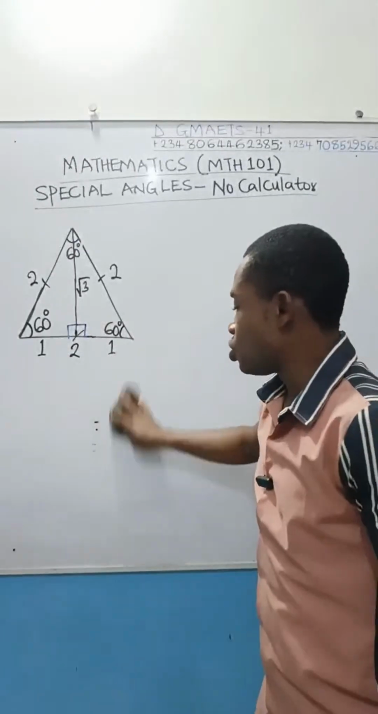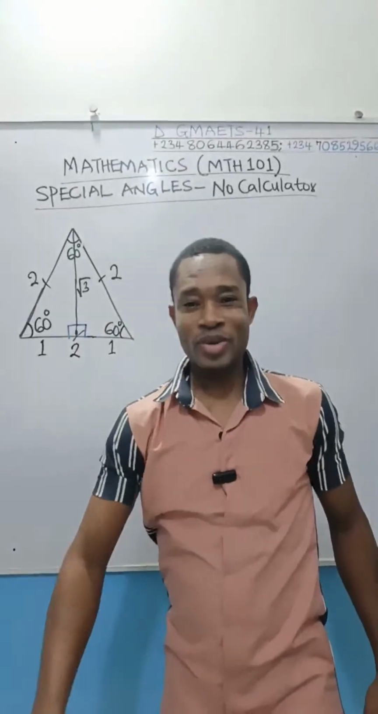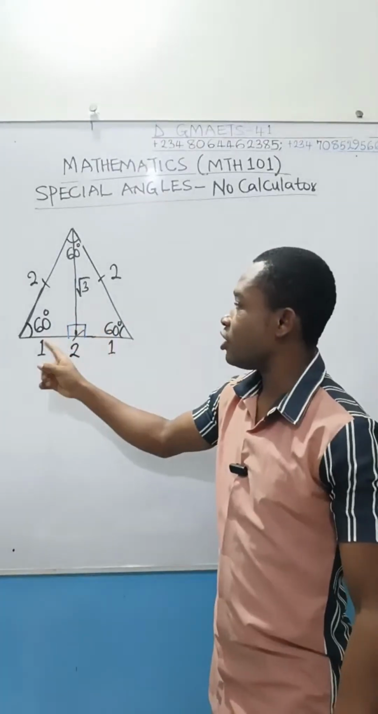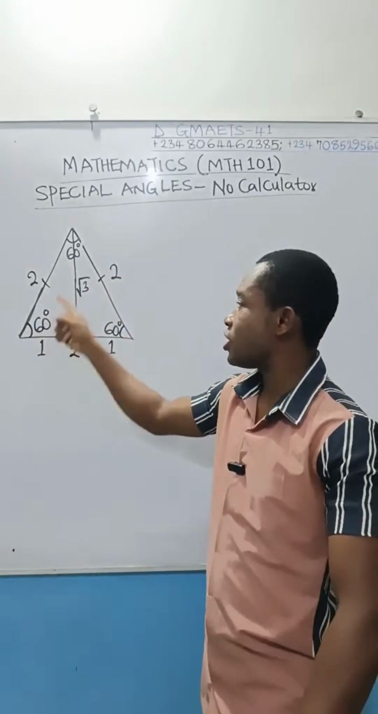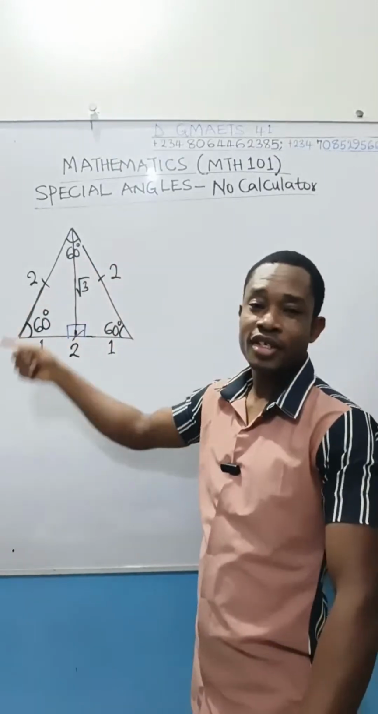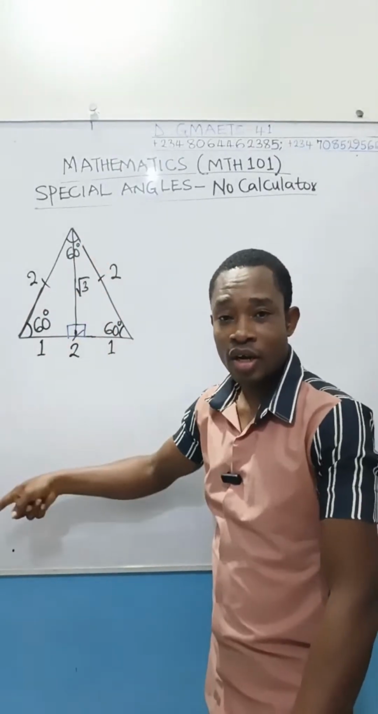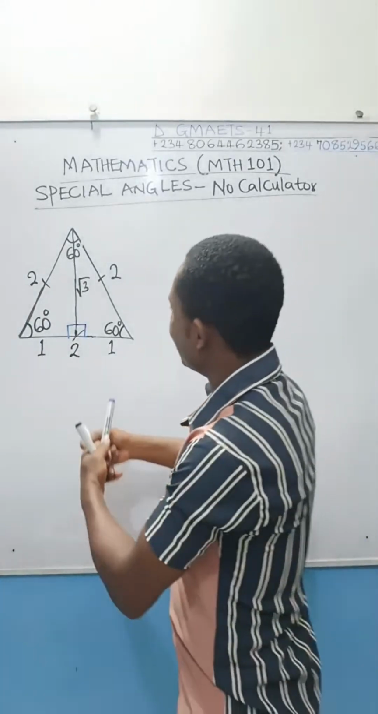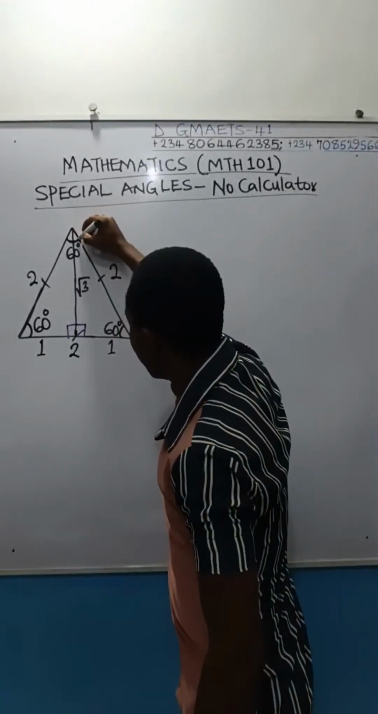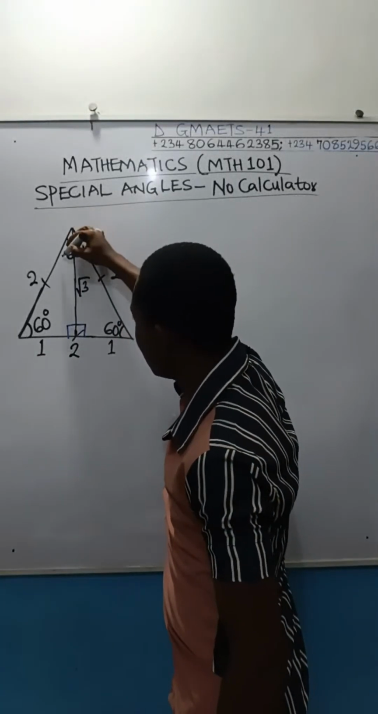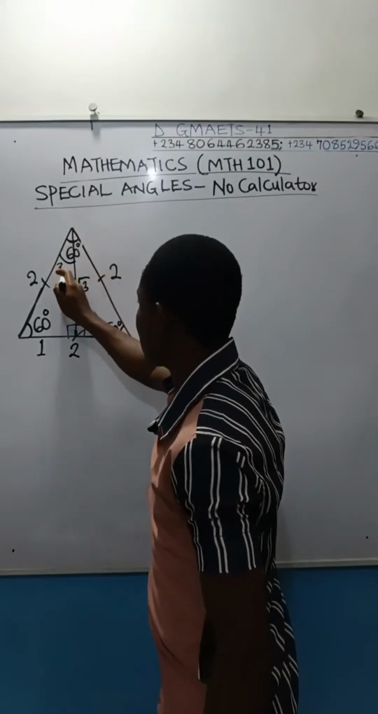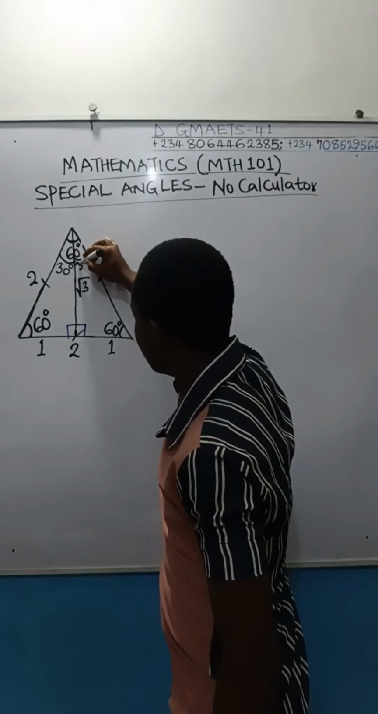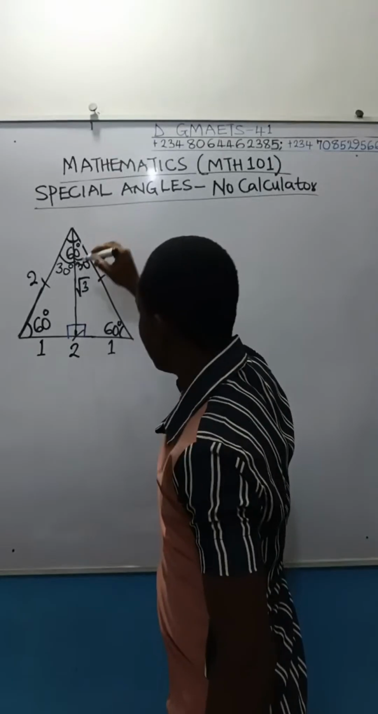This triangle, please do not play with it. You use this triangle to get the value of sine 60, cos 60, sine 30, cos 30, tan 60, and then tan 30. Remember that if this is 60 degrees and you divide it into 2, this will be 30 degrees, and this will be 30 degrees.